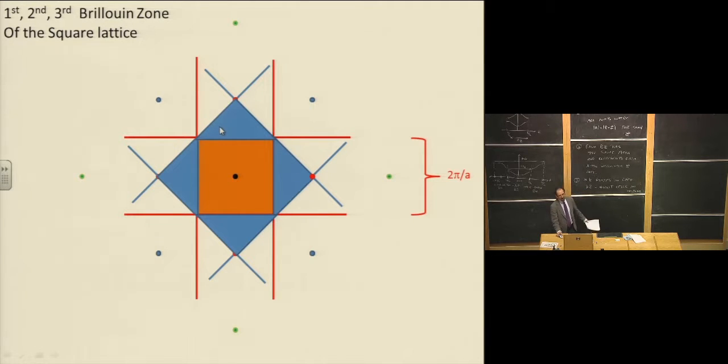Now let's just check that it fits the definition. If you pick a point like here in the second Brillouin zone, the first closest reciprocal lattice point is this red point here.